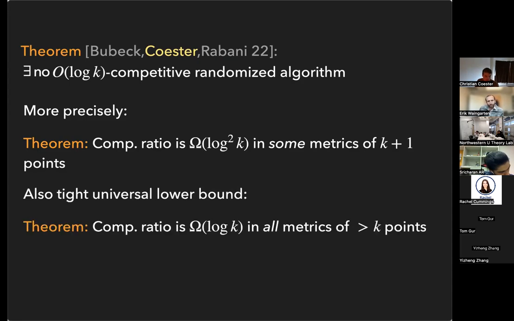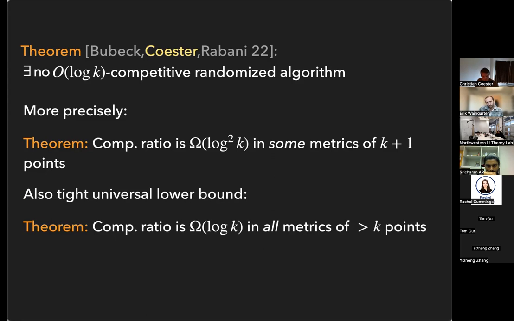And we also show another result, which is a universal lower bound. I mentioned on the previous slide that there's this log k over log log k lower bound. That's true for every metric space. And we improve this to log k for every metric space of at least k plus 1 points. So this universal lower bound is therefore tight because there are metric spaces where we know a matching upper bound. Okay. And the focus of the talk today will be the first of these two theorems, or the middle one on the slide here.